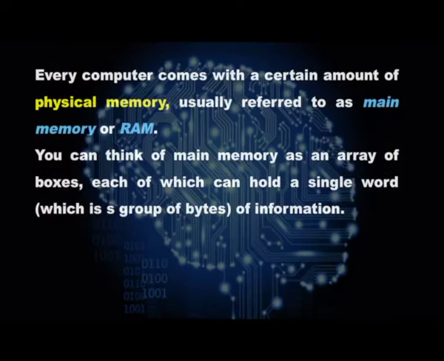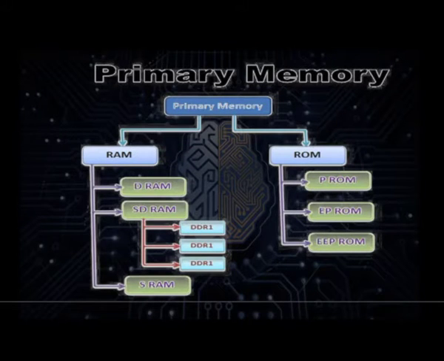So, shall we learn about primary memory? Every computer comes with a certain amount of physical memory, usually referred to as main memory or RAM. You can think of main memory as an array of boxes, each of which can hold a single word, which is a group of bytes of information.